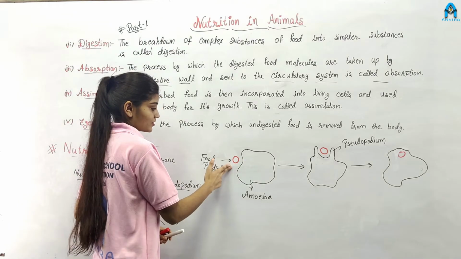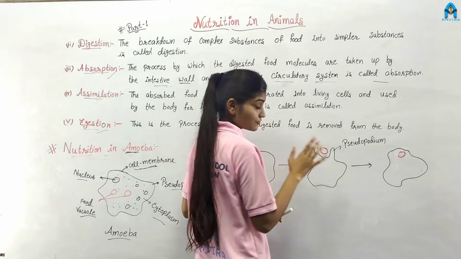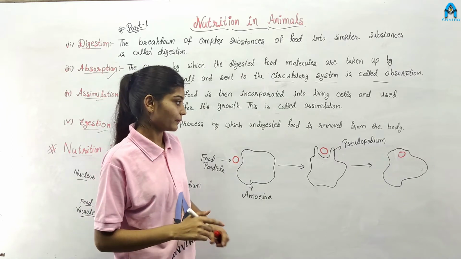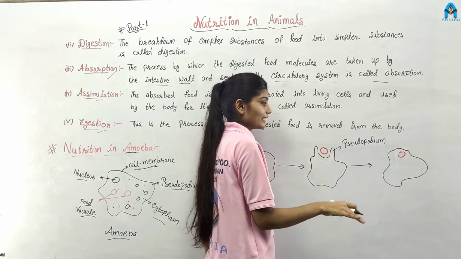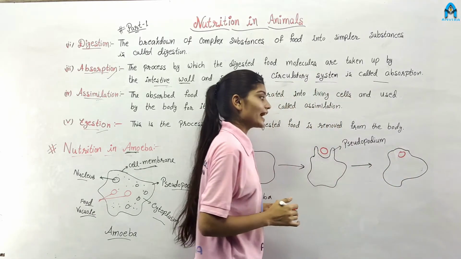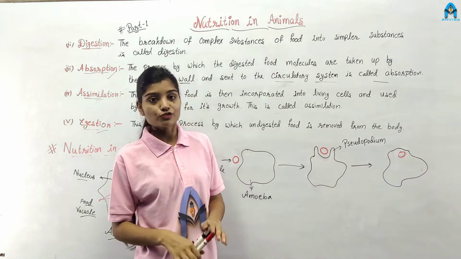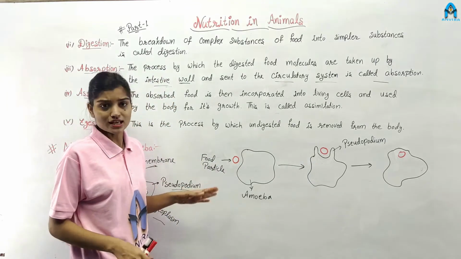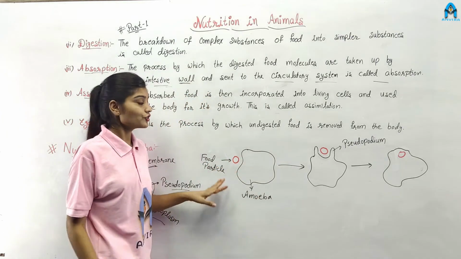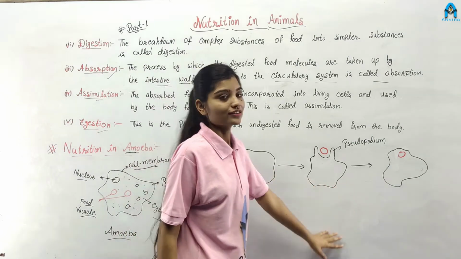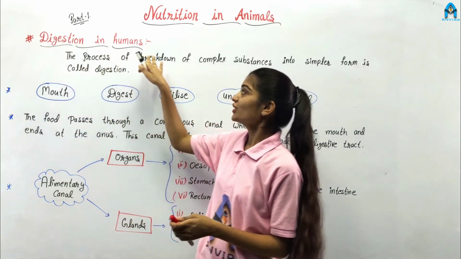When amoeba senses its food particle, then it pushes out its false feet, and the false feet are also known as pseudopodium. When it pushes out the pseudopodium around the food particle, the food particle is engulfed into its body, and then this food particle is trapped in the food vacuole, where many digestive juices are secreted, which help the amoeba to gain nutrition from this food particle, and in this way digestion in amoeba occurs. Now we come to our next topic, which is digestion in humans.